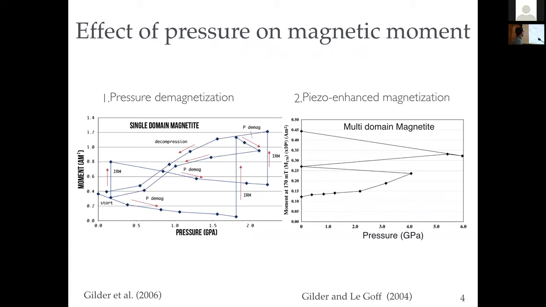So pressure can affect the remnant magnetization. On the left here, you can see SRM moment as it is pressure demagnetized. This is the first effect that we mainly see due to pressure. We give these single domain magnetites an SRM moment, and with increasing pressure, we start to demagnetize this moment. If we then give it another IRM moment, you can see that even at the decompression, we start losing this moment. So it doesn't really matter if we're pressurizing or decompressing, we still lose some of the magnetic information that is stored in the meteorite.